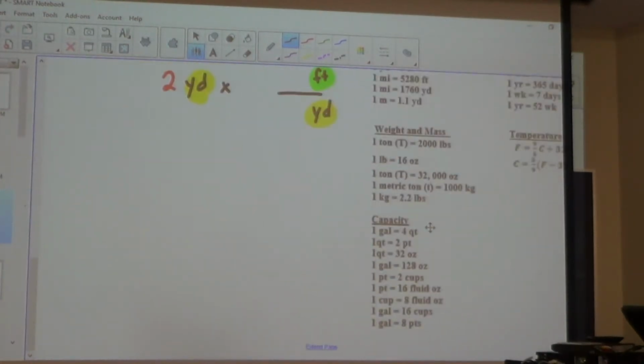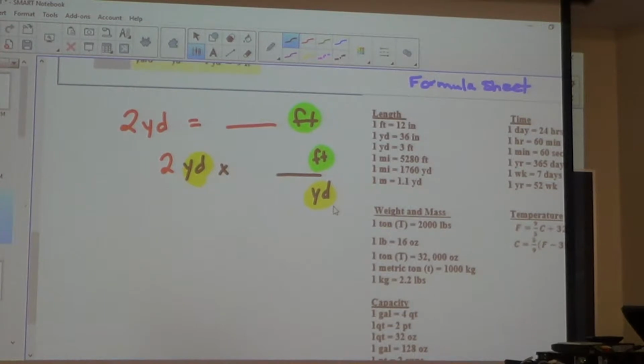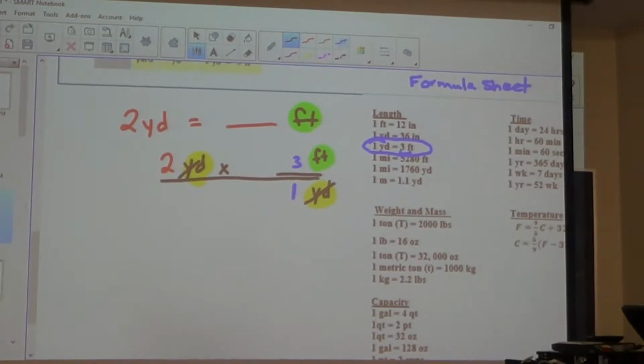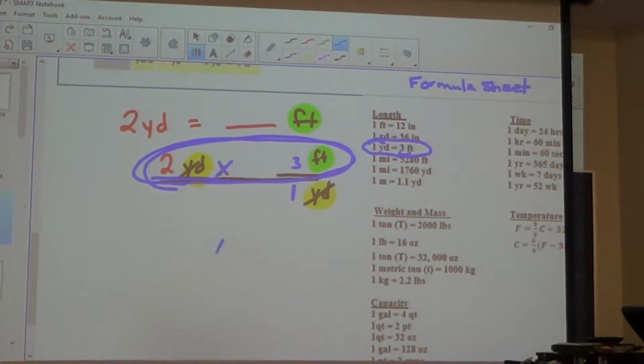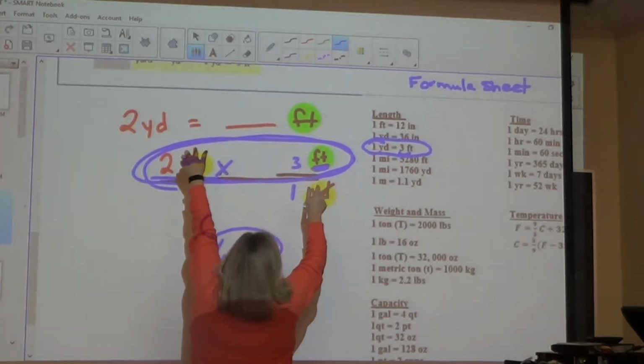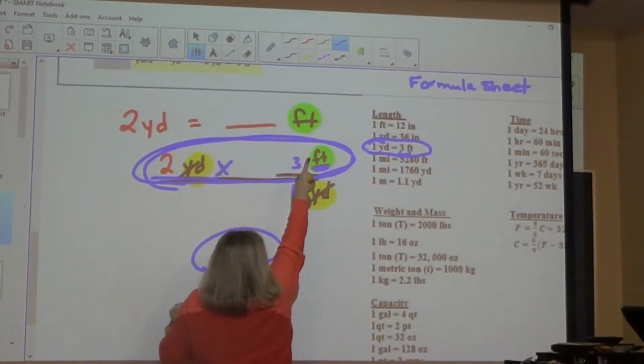So the something that I'm looking for is yards and feet. It's right here. 1 goes beside the yard, 3 goes beside the feet. Watch my units. Yards and yards cancel. Both of my numbers are upstairs. If they're both upstairs, I multiply them. The only letter that's left is feet. So you've got to always make sure that these 2 units match, and that's the unit you're trying to find.